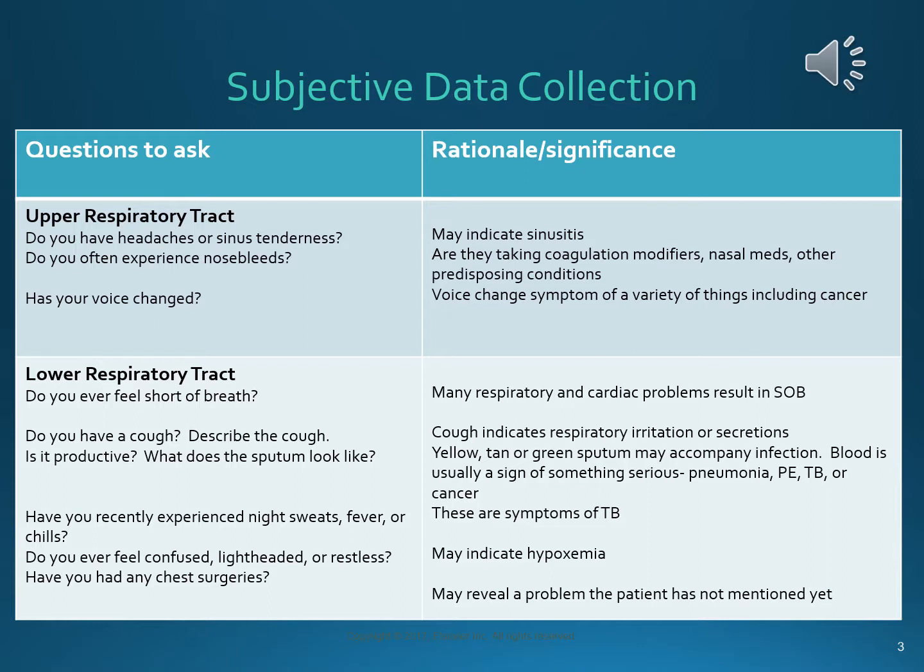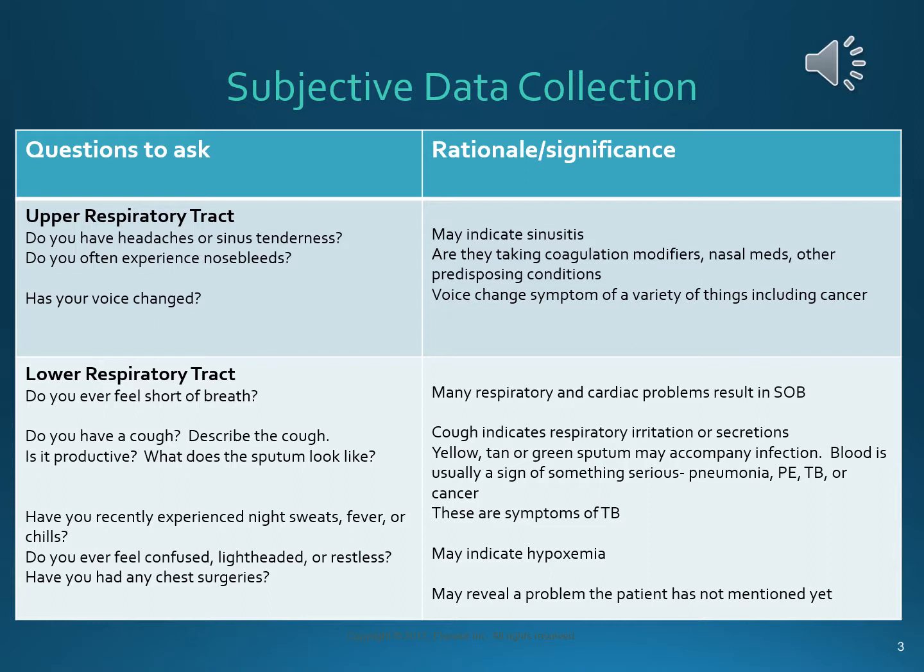Do you have a cough? Describe the cough. Is it productive? What does the sputum look like? So a cough can indicate either some sort of an irritation or the presence of secretions. If you have secretions present, color is a big deal because different colors of sputum can indicate different things.